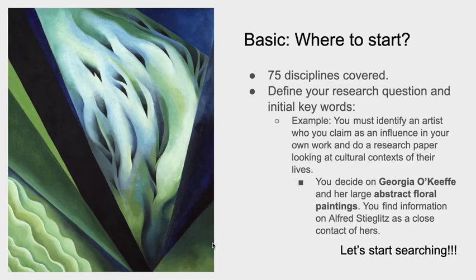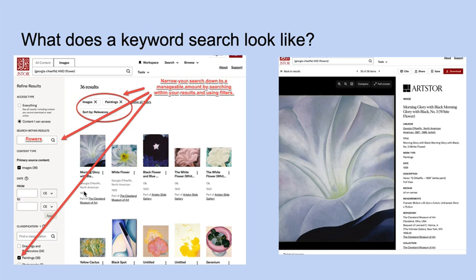So look for my basics instruction video on how to do some basic searches. Like I said, I'm going to start with Georgia O'Keeffe as an example of her influences and along with her ties to the famous American photographer Alfred Stieglitz. I would suggest you start with a research question and get going. So what does a really simple keyword search look like?